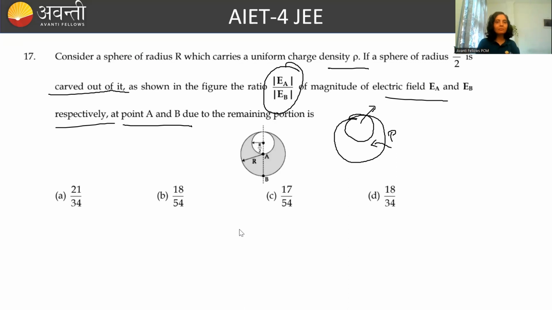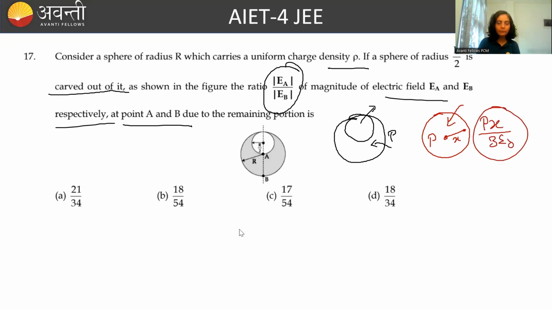First, we need one formula: if there is a non-conducting sphere having charge density rho, then at any distance x inside it, the electric field value is how much? Rho x by 3 epsilon. I know this is the formula we know, but we don't actually require it here. How can we solve it? We need to solve it by treating it as two systems.